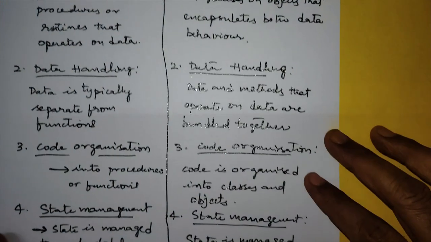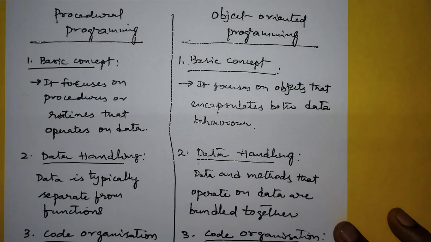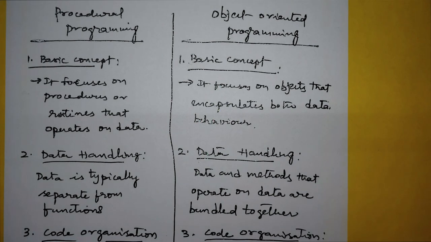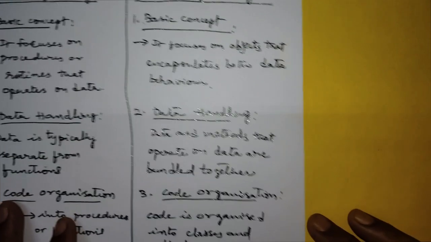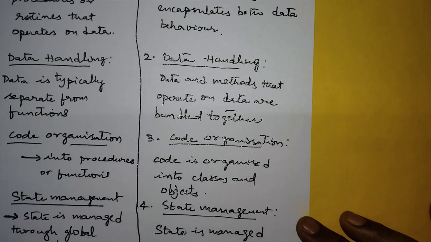So the way I explained here, you can write the differences between procedural programming and object-oriented programming. Also, when they ask in the examinations to explain or describe procedural programming, if you write the procedural programming related concepts, that is basic concept, data handling, code organization points, that is also applicable for an explanation of procedural programming. Similarly, if the question is asked about object-oriented programming, then if you write the object-oriented related portion, that will also be considered for examinations.